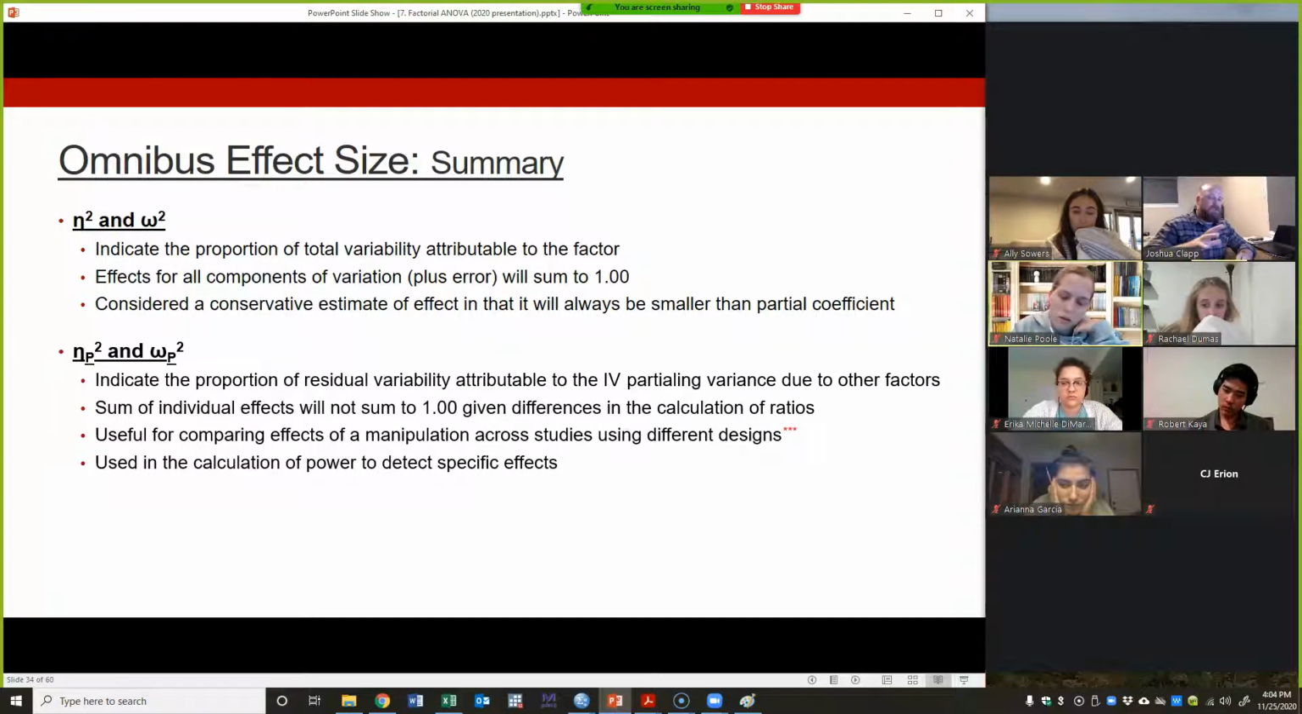And are partial statistics used to calculate power of effects, right? So if we're going to go through and calculate our power, G power is going to ask for F's. F's are just a derivation of partial eta squared. You just go through and do that.